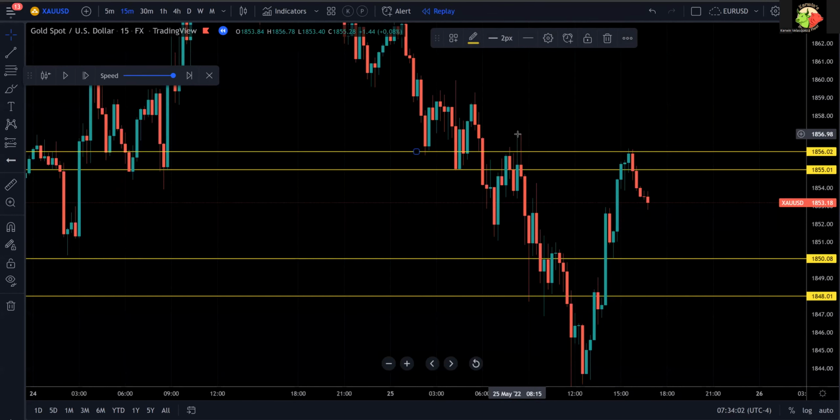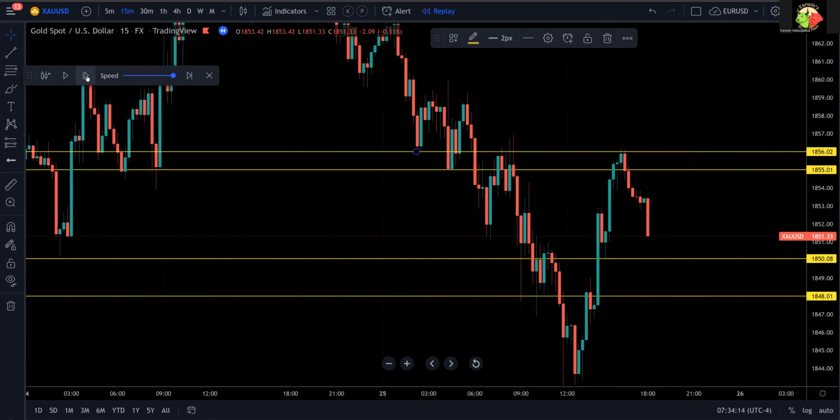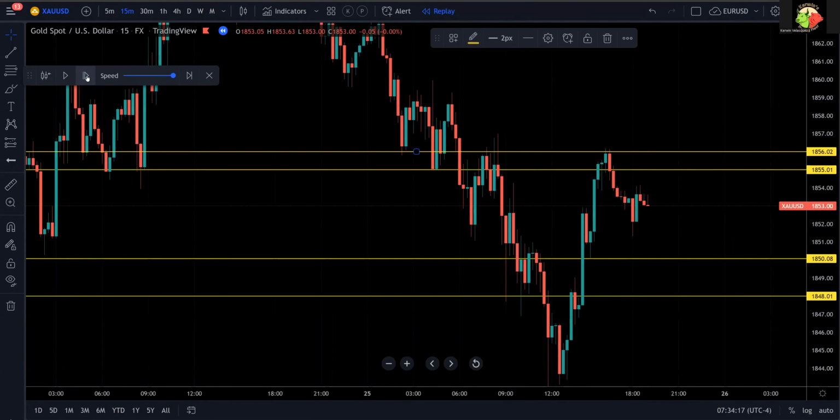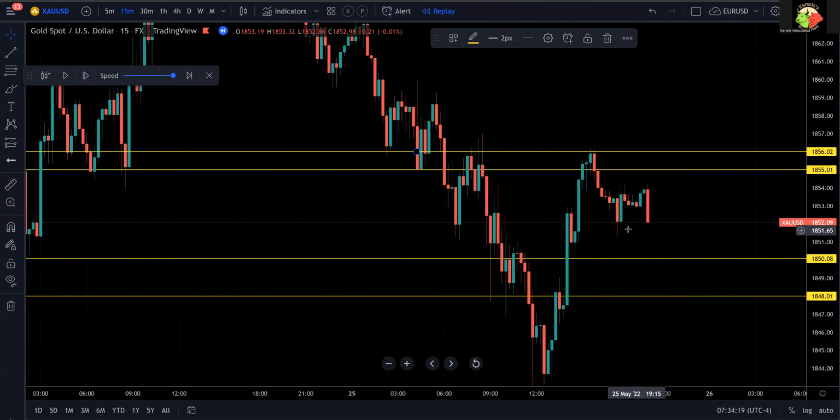I don't consider the wicks right there because it's dangerous to consider the wicks. I need to pay attention to how the bodies of the candle close. Usually price can give you a drop, then a retest to the high of the session and a possible continuation to the downside. That's the low for the day. Currently, this is your low for the day.